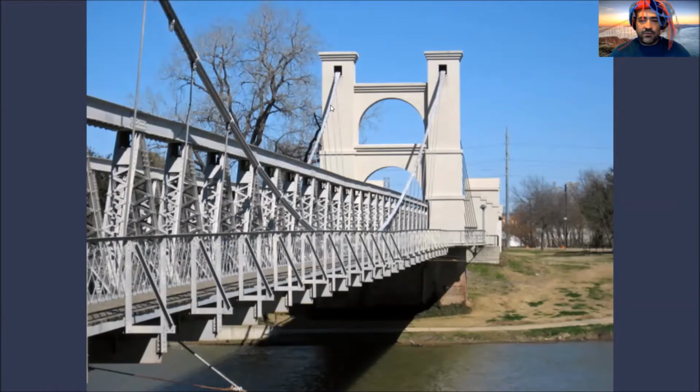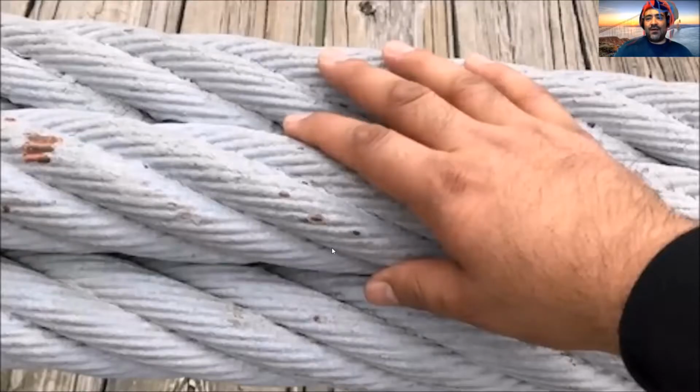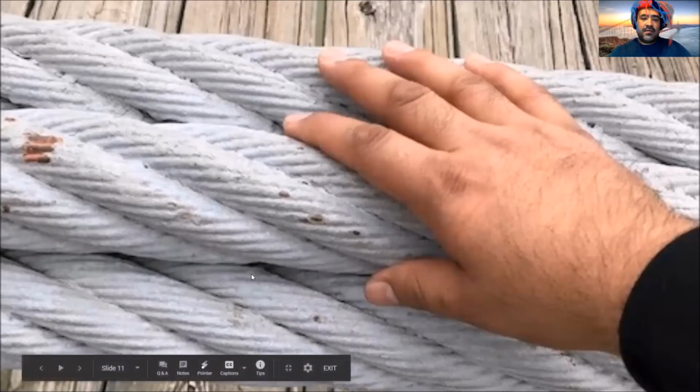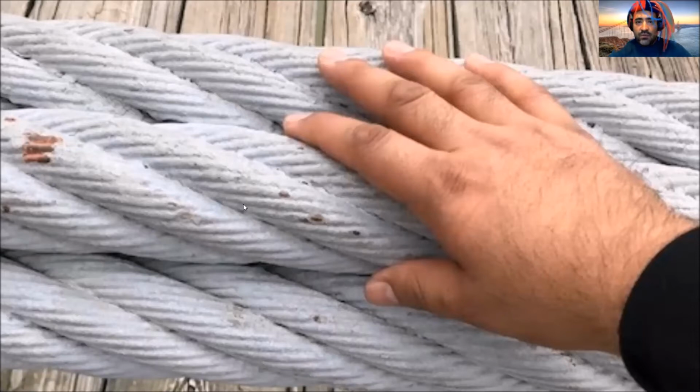Patterns and details. All right, so now this is my hand, and this is one set of cables. It is really, really big. They're really, really big.